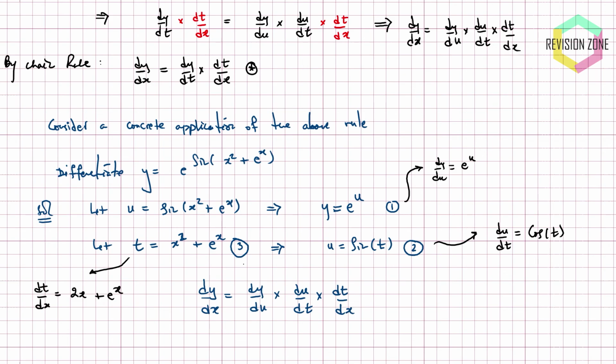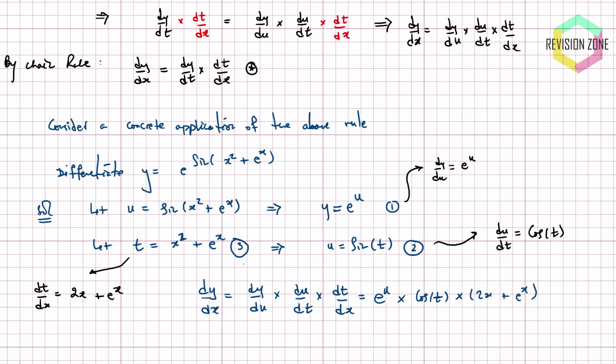So now let's just put things in. My dy by du is just there, so I'm just going to say e to the u. Okay, so e to the u, and then my du by dt is just here, so I'm going to say times cos t, and then finally my dt by dx is just here, so I'm going to write that down. So it's going to be 2x plus e to the x.